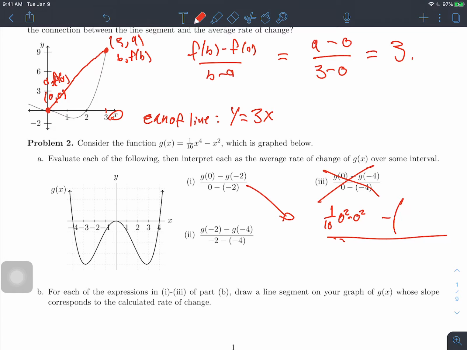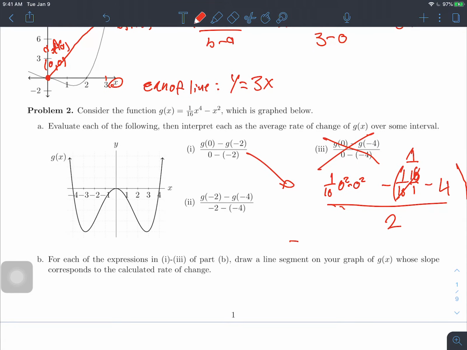Minus, and I'm going to put parentheses here because I want to subtract everything that is going to be g of negative 2. So I plug in negative 2, and what do I get? I get 1 over 16 times negative 2 to the fourth power. That's negative 2 times negative 2 times negative 2 times negative 2, which is going to be positive 16. So these guys are going to cancel and become 1. And we'll have a minus in here. And x squared is going to be just negative 2 squared, which is positive 4. But we have to remember that we're subtracting this number. Divided by 0 minus negative 2, that's positive 2.